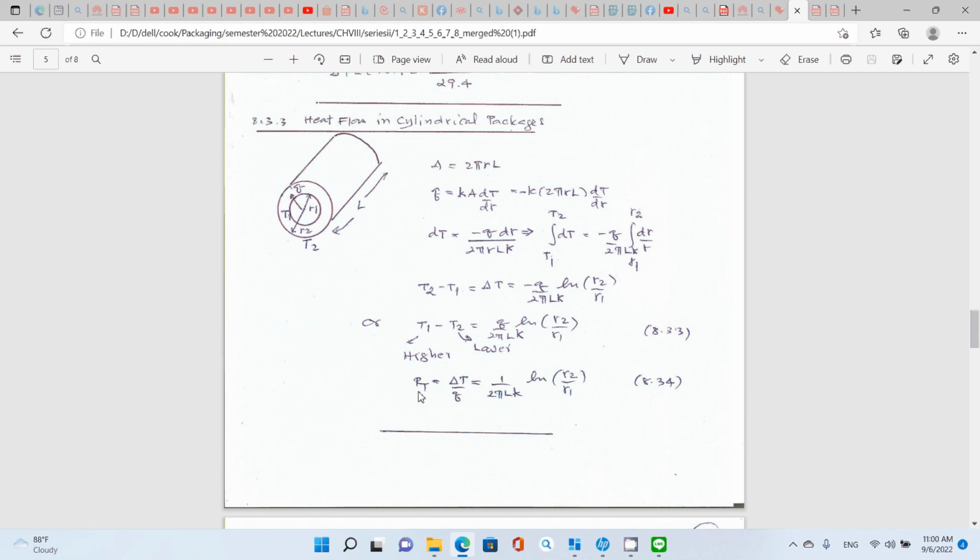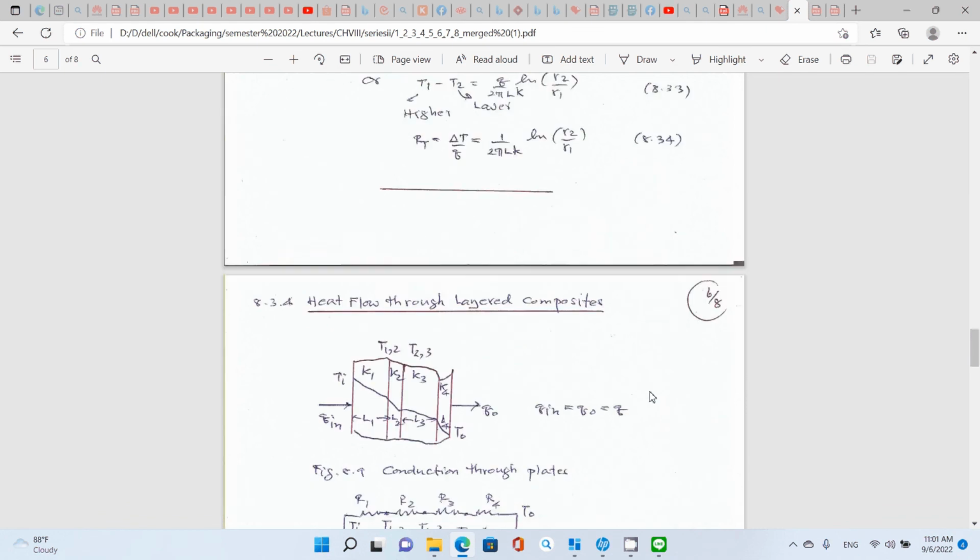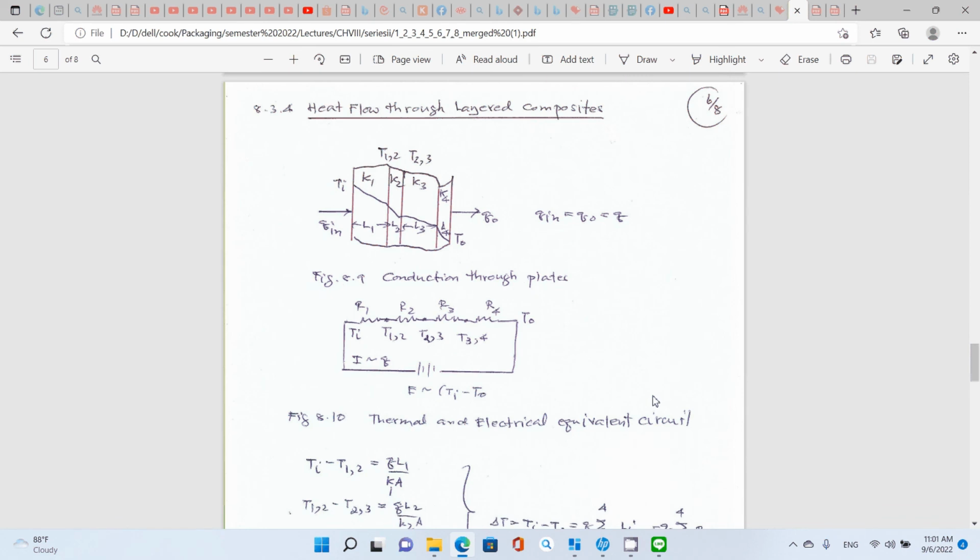Or you can look for RT, the thermal resistance. You apply delta T equal to Q RT, so the rest of the terms are going to be ln R2 over R1, divided by 2 pi Lk. So that's the RT according to your equation 8.34.